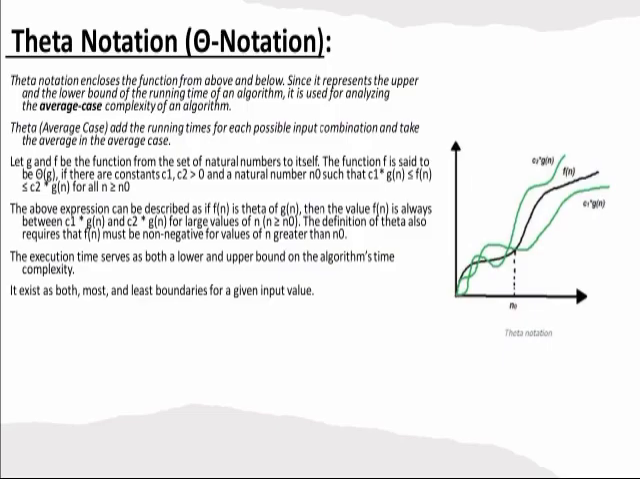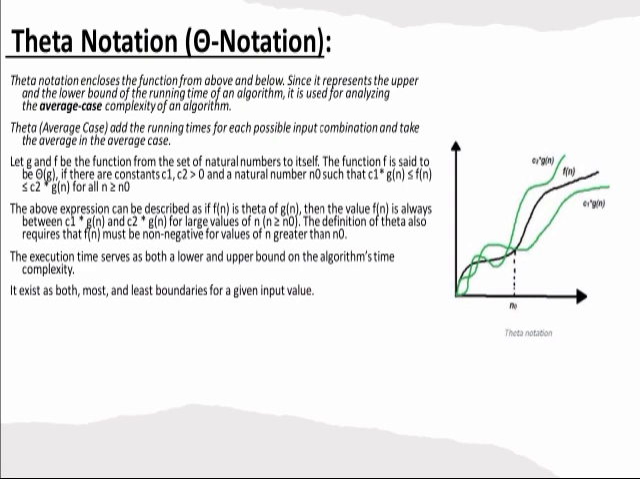Next, theta notation. Theta notation encloses the function from above and below, since it represents the upper and the lower bound of the running time of an algorithm. It is used for analyzing the average case complexity of an algorithm. For the average case, theta adds the running times for each possible input combination and takes the average. As we can see, there is a diagram, and as the diagram shows, let g and f be functions from the set of natural numbers to itself.